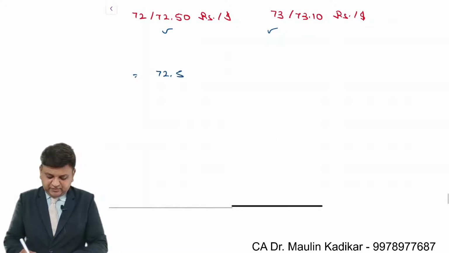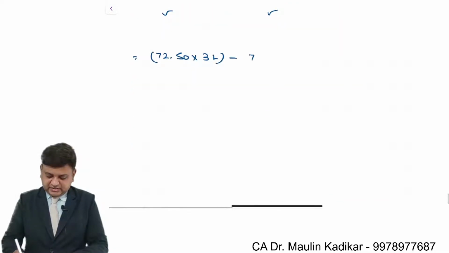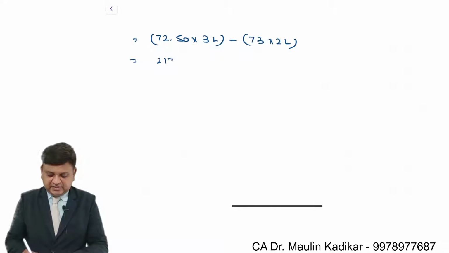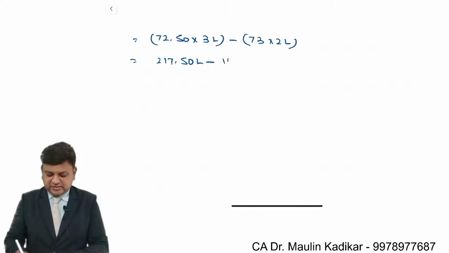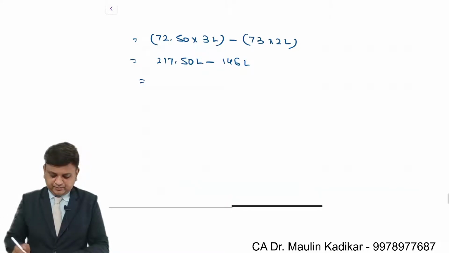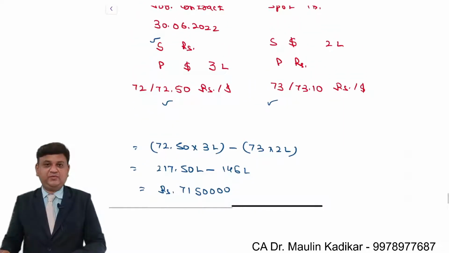So 72.5 into 3 lakhs minus 73 into 2 lakhs. So 217.5 lakhs that you are paying, and 146 lakhs is what you are able to receive. So effectively the purchase price is 71,50,000. This is what we understand.